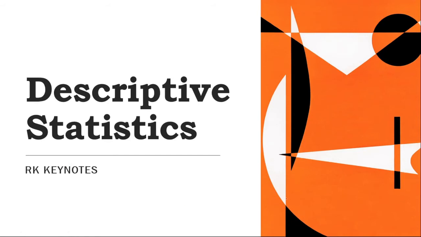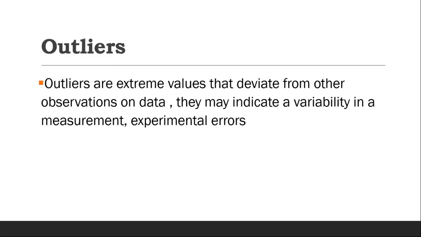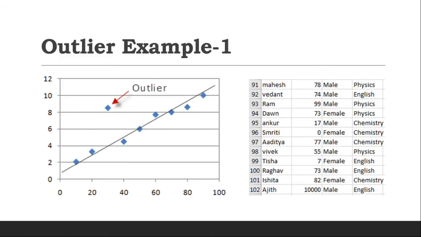In the Python for Data Science module, in the previous session we have seen what is statistics, descriptive statistics, variables, mode and mean. In today's session we'll talk about outliers and median. Basically outliers are extreme values that deviate from the data, which indicates some variability in the data. Let's explore with an example. You see this graph, this is our data and this is our outlier, which deviates from the actual data.